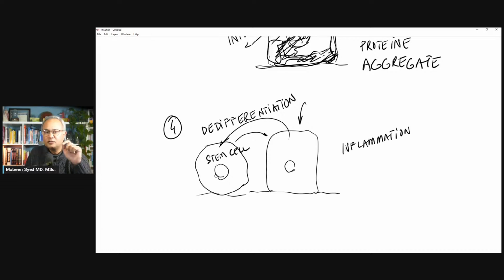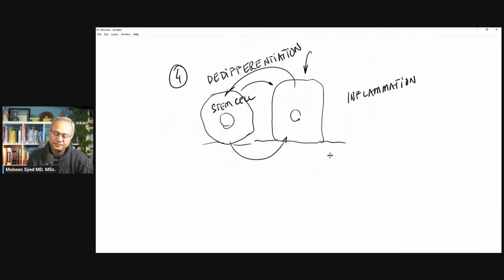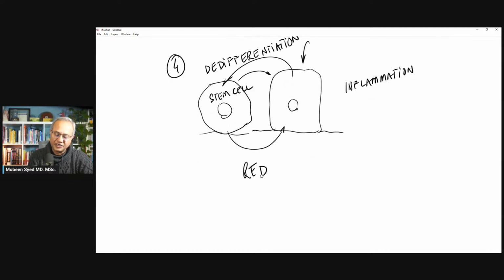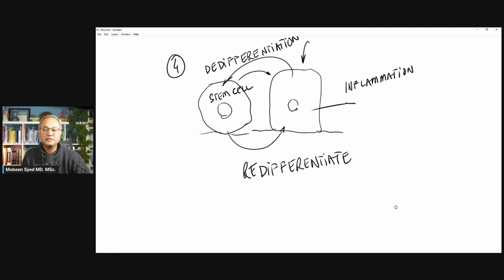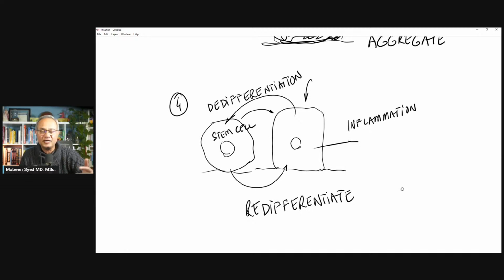So when you reduce inflammation from them, the beta cells redifferentiate. They become functional again. And they start functioning. That means normal function again. That is reversal of type 2 diabetes back to normal. And what is the condition here? What do we do? Reduce inflammation.